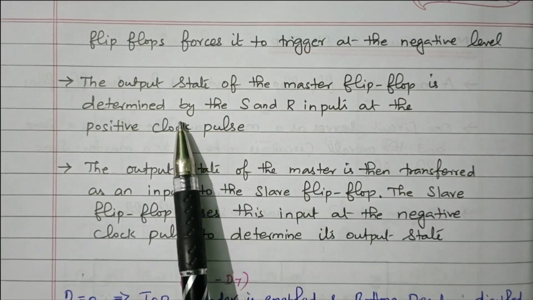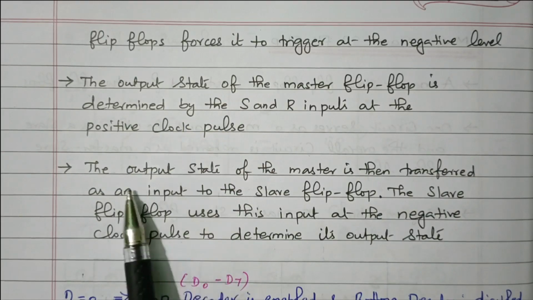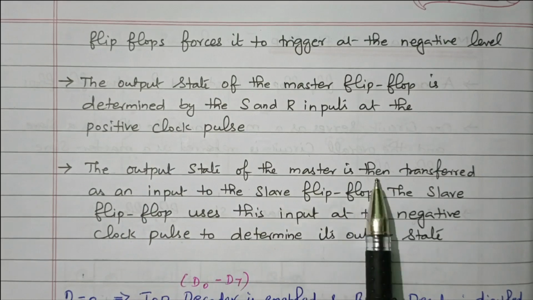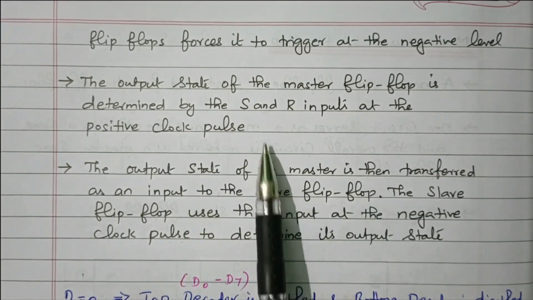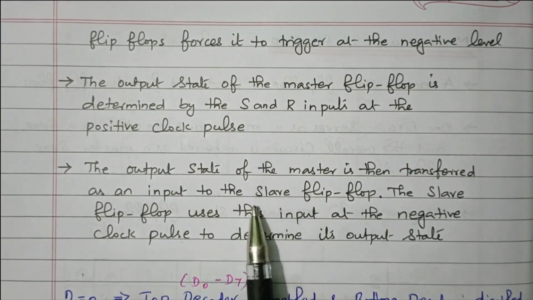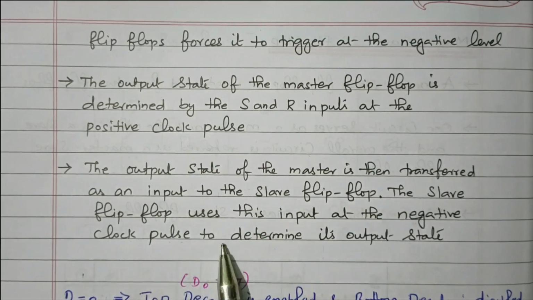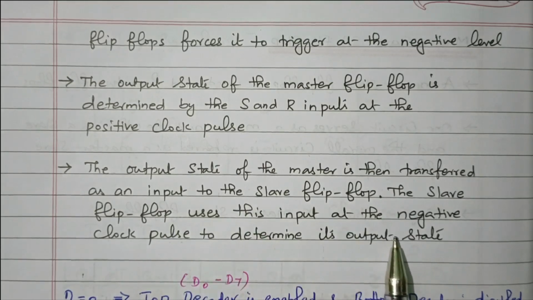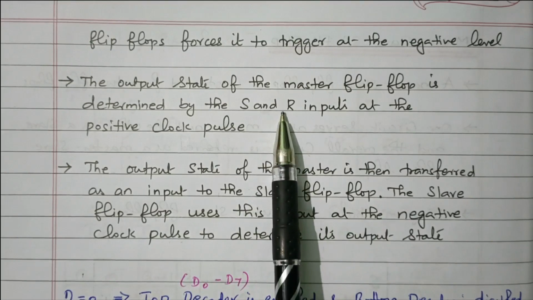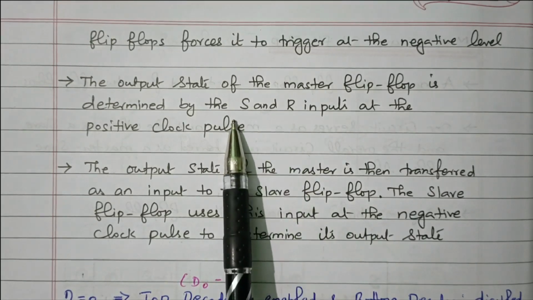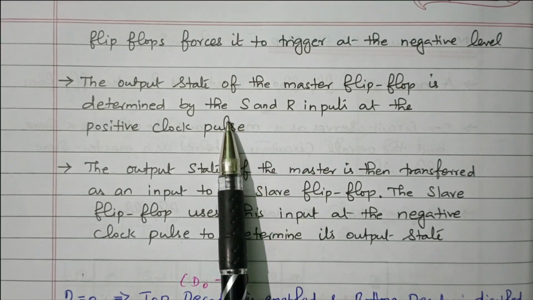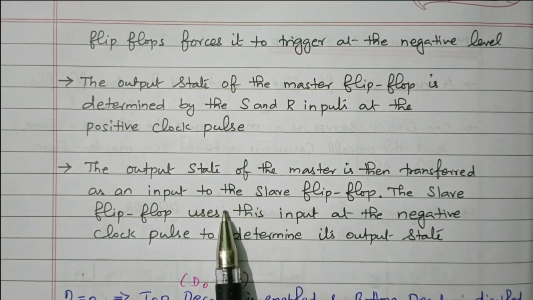So the master flip-flop is triggered at positive clock pulse. The output state of the master is then transferred as an input to the slave flip-flop. The master output is given to the slave. The slave flip-flop uses this input at the negative clock pulse to determine its output, right? So the master output is given to the slave. The slave is triggered at the negative clock pulse.